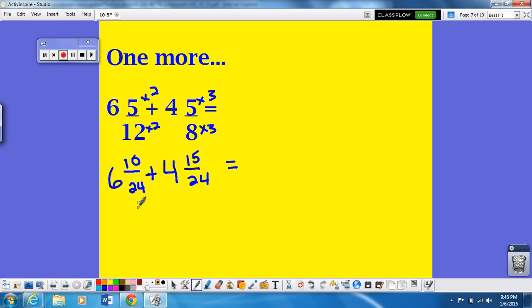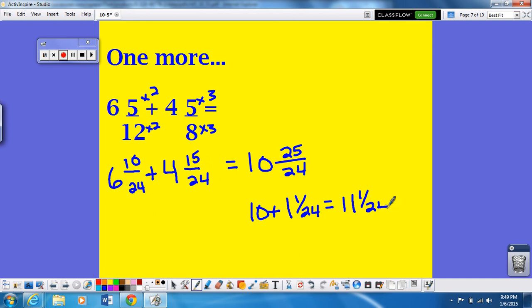All right, I have common denominators. I'm ready to add. Let's add our whole number. 6 plus 4 is 10. Now let's add our fractions. 10 plus 15 is 25, over 24ths. Is that okay? No. Another improper fraction. So let's bring down our 10 and add this to it. 24 goes into 25 one time with 1 left over. Denominator stays the same. So 10 plus 1 1/24 would be 11 1/24. So 6 5/12 plus 4 5/8 equals 11 1/24.